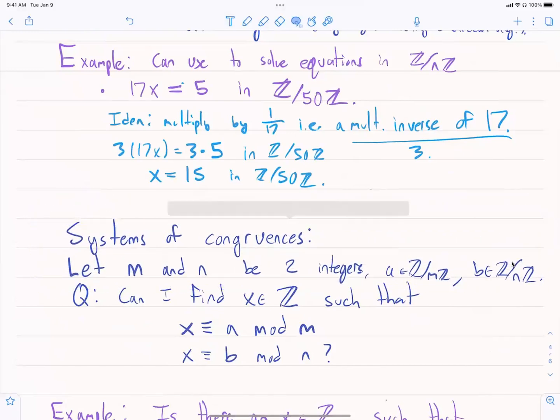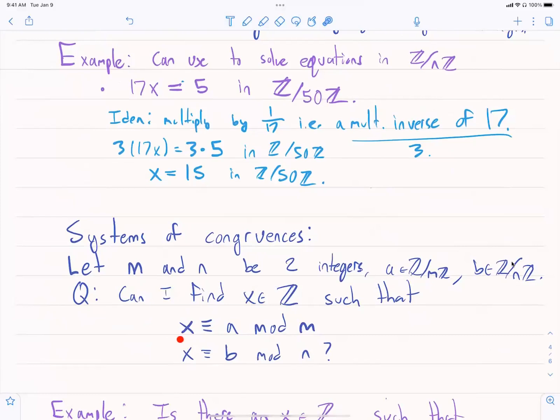Okay, so the next topic, closely related to this, is solving a different type of equation using congruences. Let me take 2 integers m and n. Let me look at some element a in Z mod mZ and some element b in Z mod nZ. And I want to ask the question, can I find some other integer x such that x is congruent to a mod m and x is congruent to b mod n? So I'm picking 2 integers, and I want to know what x is modulo each integer. And then I'm looking for the integers x that satisfy both those conditions.